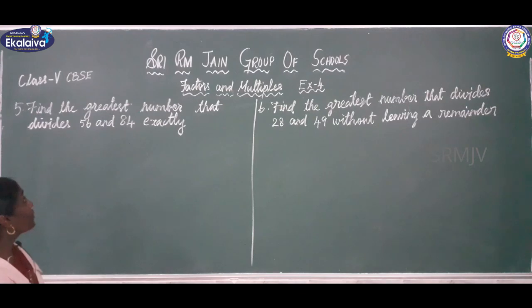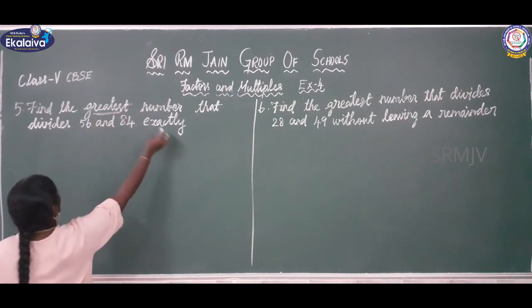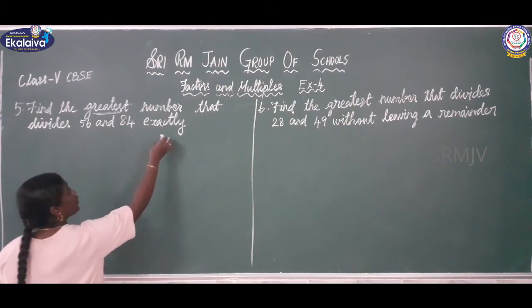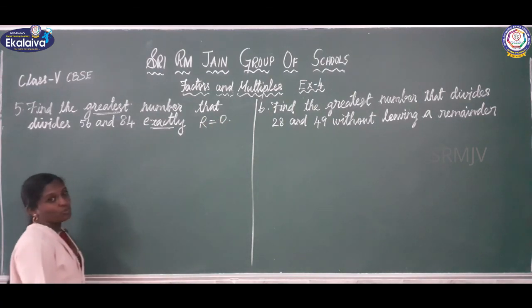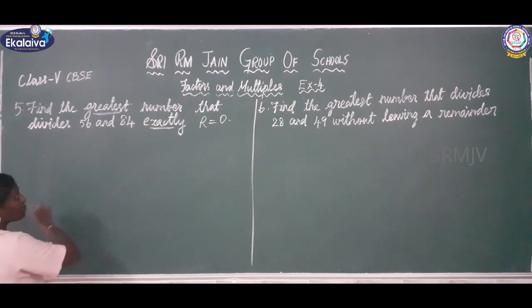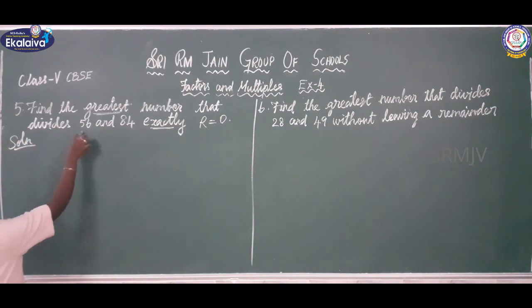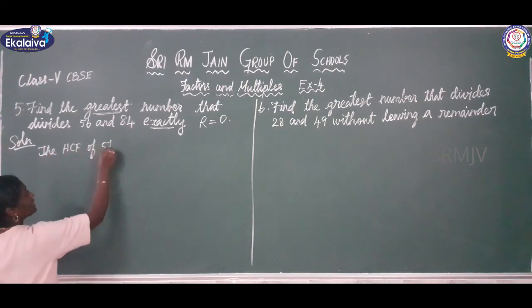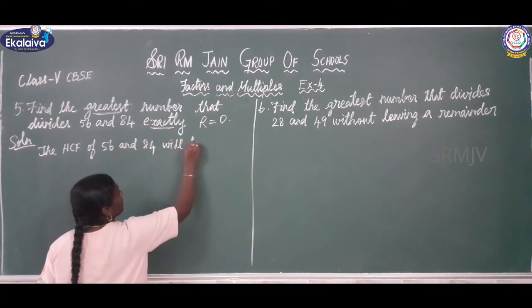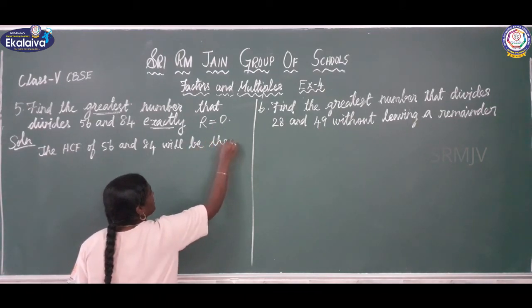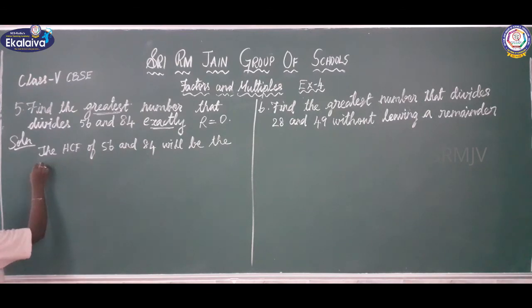The next question is, find the greatest number that divides 56 and 84 exactly. Exactly means the remainder should be 0. Okay. Here we are going to find the greatest number which divides 56 and 84. So greatest number means highest common factor. So HCF, highest common factor of 56 and 84 will be the greatest number that divides 56 and 84 exactly.